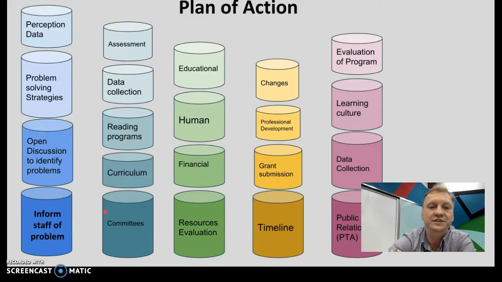So my plan of action is quite elaborate. On screencast, I only have 15 minutes, so I'm going to try to get through this a little bit quickly. First, I'm going to inform the staff of the problem. I'm going to have an open discussion and see what problem-solving strategies they have. I'm also going to ask them some perception data, how they're feeling about their instruction in the classroom, if they feel satisfied with the resources they're using.